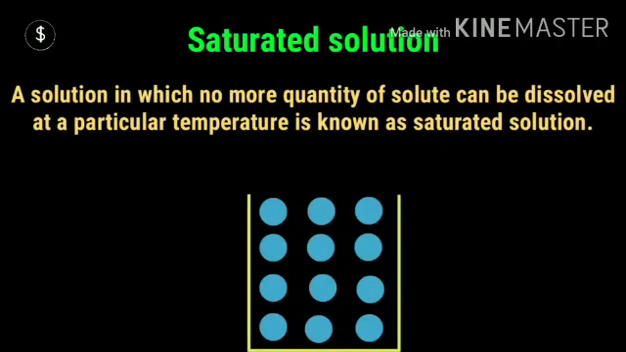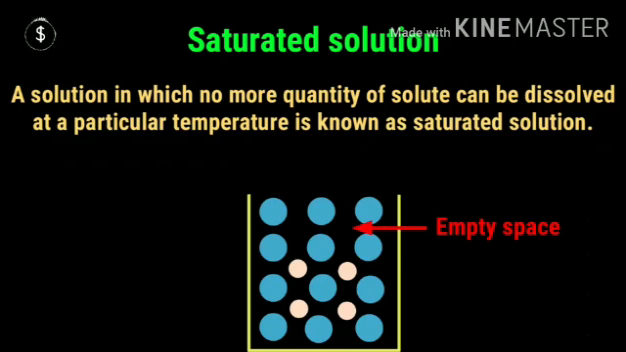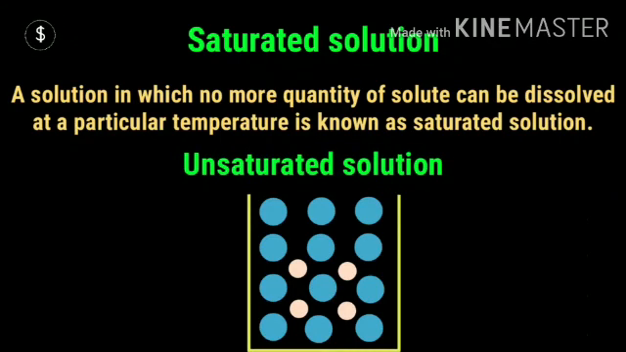Now suppose we take 100 gram of water, and in this water we add sugar crystals, and these sugar crystals occupy the space between the water particles. Now some empty space is still left, then some more sugar crystals you can add in it, and then what happens, easily it is dissolved, and in this condition the solution is called unsaturated solution, when the solute particles are easily able to occupy the space between the solvent particles.